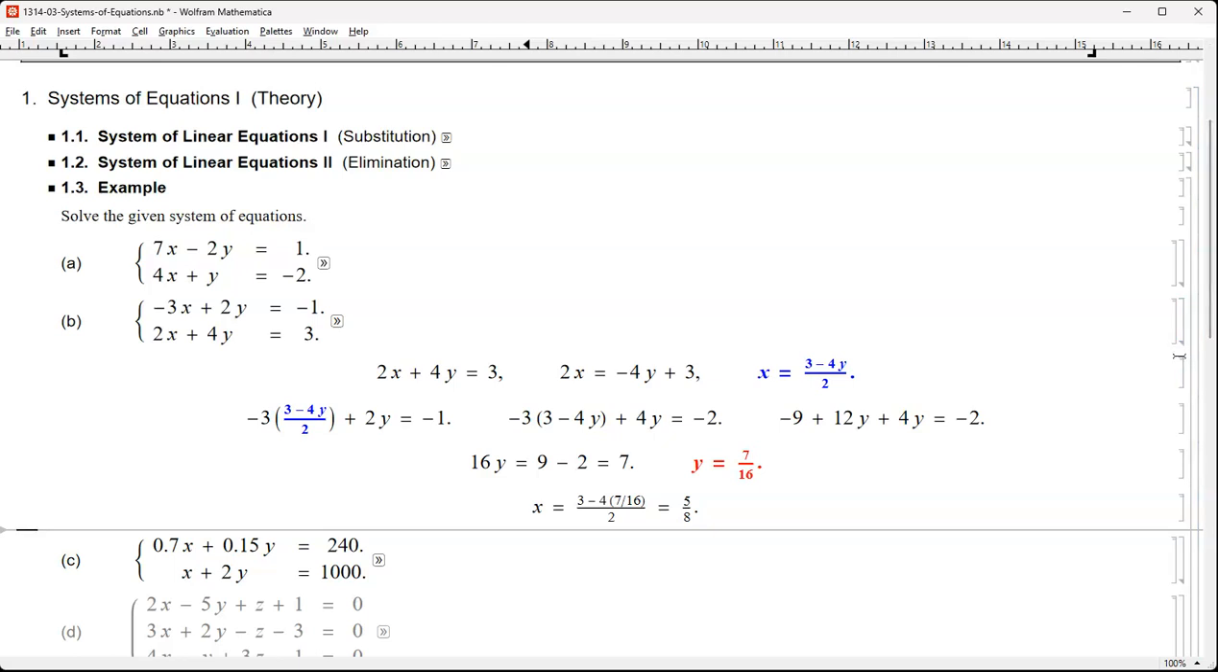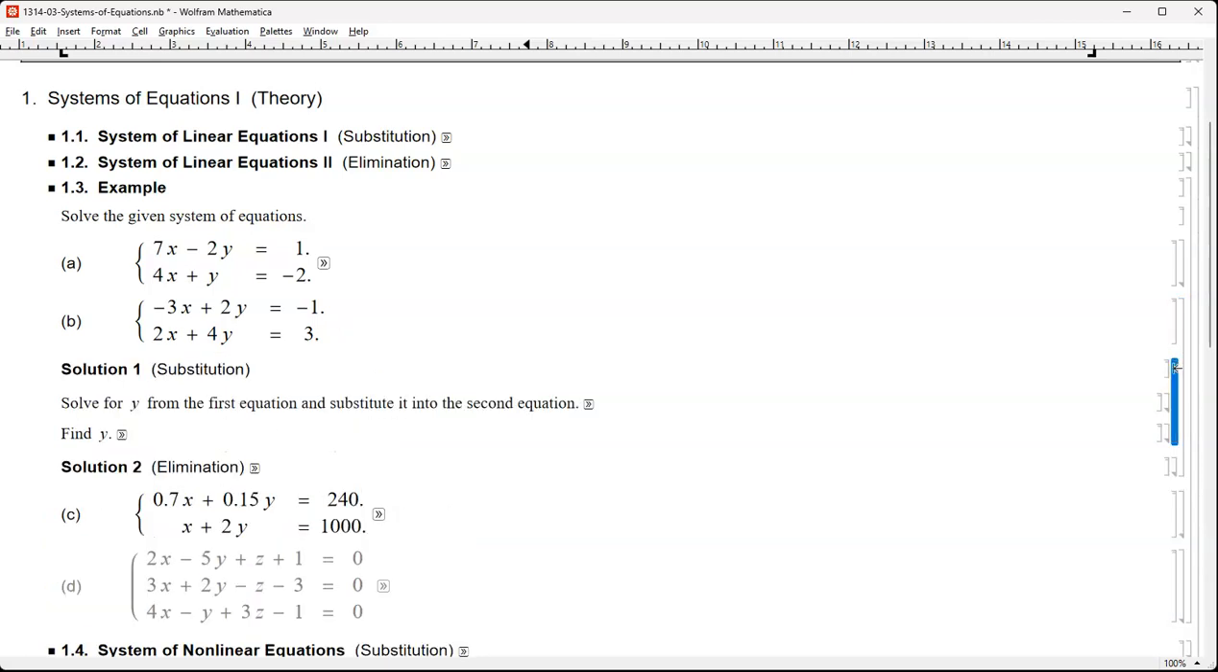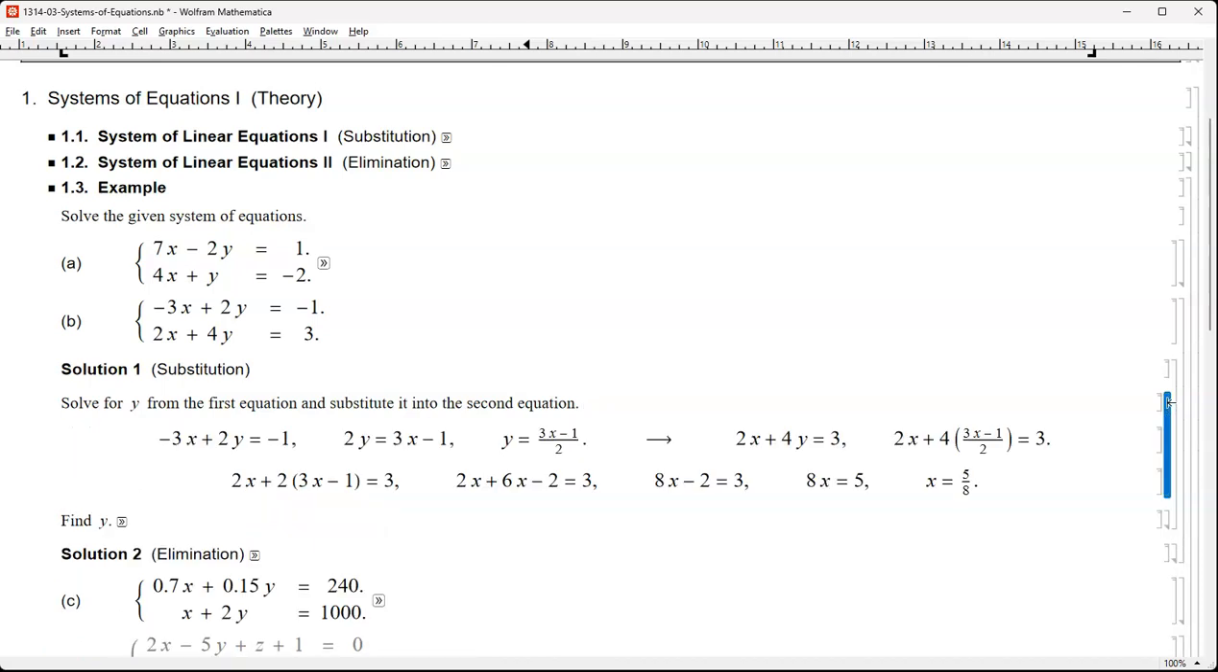What did I do in my answer key here, by the way? So for y from the first equation, oh, here I decided to solve for y instead of solving for x. 2y, 2x, they're equally as simple. So solving for y, we get this fraction, 3x minus 1 divided by 2. And then substitute it into the second equation. You have to do it to the other equation.